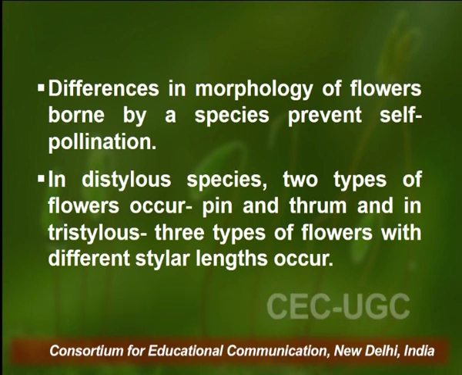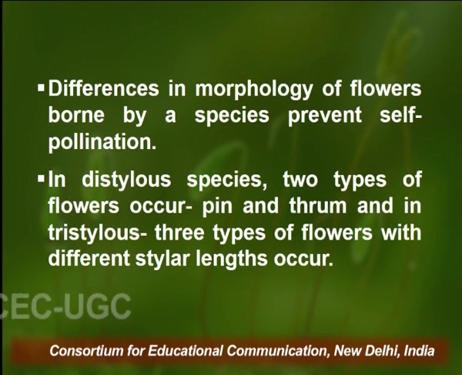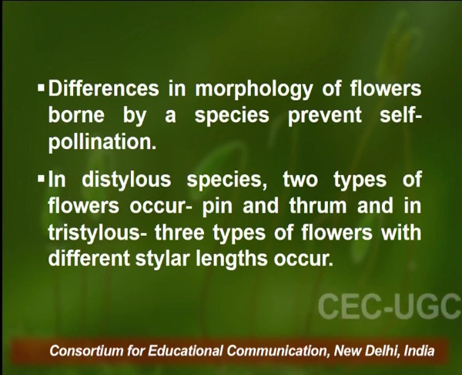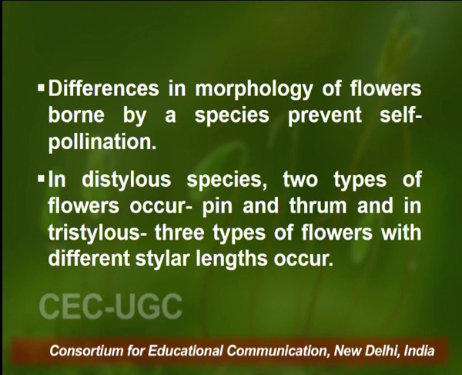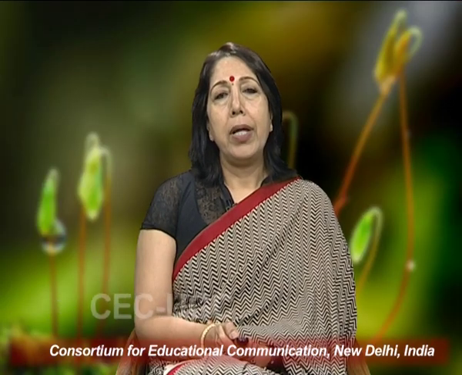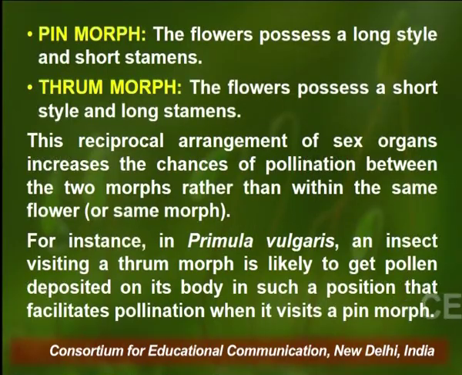Differences in the morphology of flowers which are borne by a species prevent self-pollination. In distylous species, as the name suggests, there are two types of flowers present, pin and thrum. And when we talk about tristylous species, three types of flowers are present, each with a different stylar length. Now, when there are dimorphic flowers, there are two morphologies present. One is the pin morph and the other is the thrum morph.